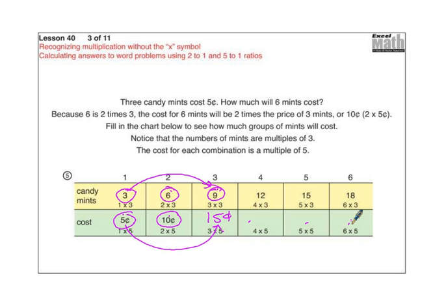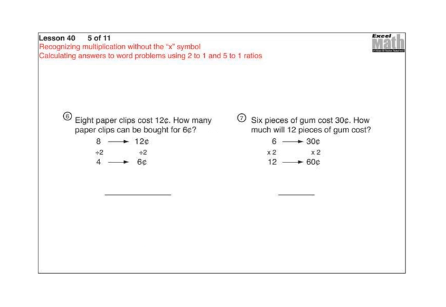All right, pause the video, fill in these last 3 boxes, turn it on when you're ready for the solution. So we have 3, 6, 9, 12, 15, 18. We have 5, 10, 15, 20, 25, and 30 with cent signs on all those. That's simple. Now we get to the harder stuff.